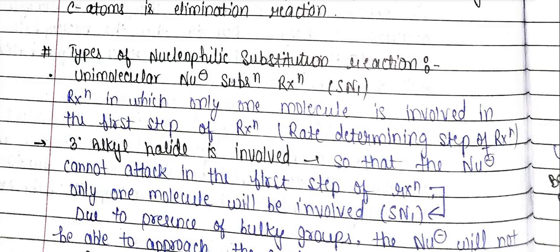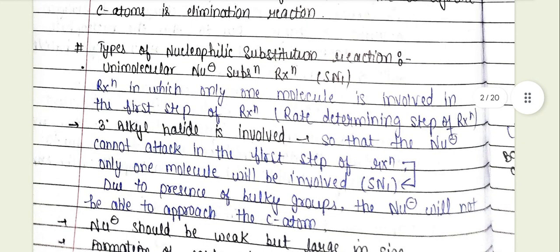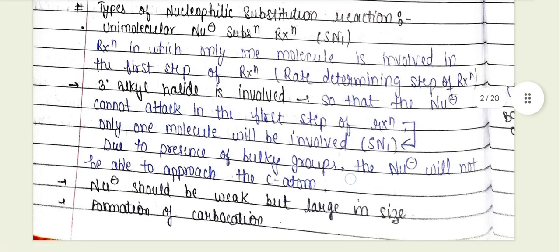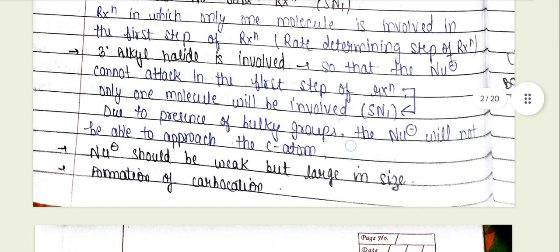SN1, the unimolecular nucleophilic substitution reaction. It is a reaction in which only one molecule is involved in the first step, the rate determining step of the reaction. A tertiary alkyl halide is involved, so the nucleophile cannot attack in the first step of the reaction. Only one molecule will be involved.